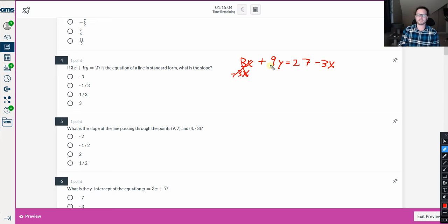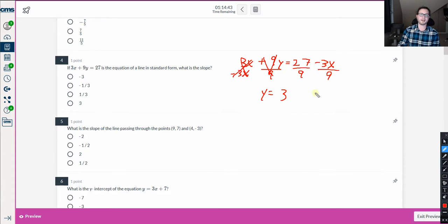And we are left with 9y equals 27 minus 3x. We're then going to go ahead and divide everything by 9, just to get the 9 out of there. And we are left with y equals 27 divided by 9 would equal 3.